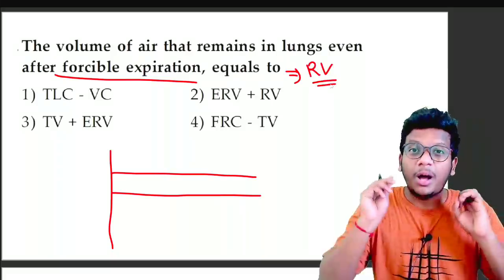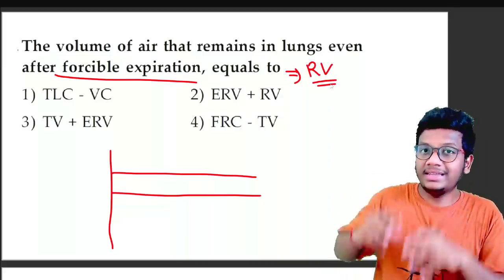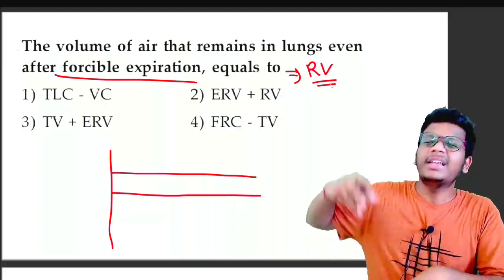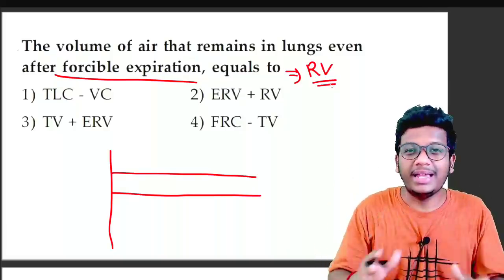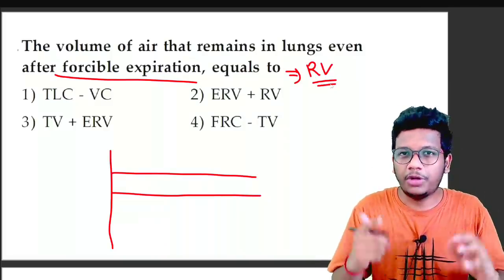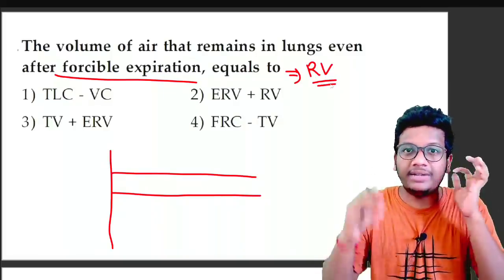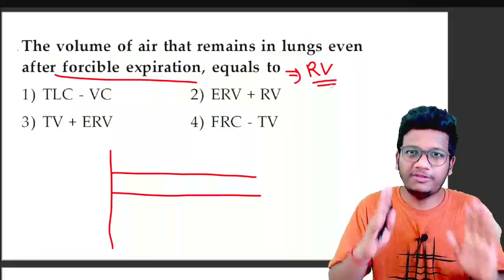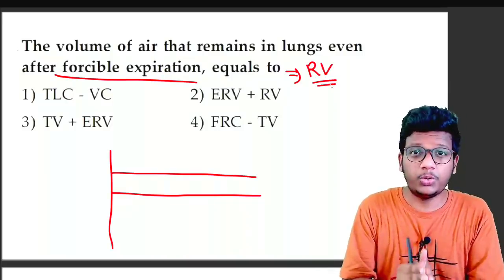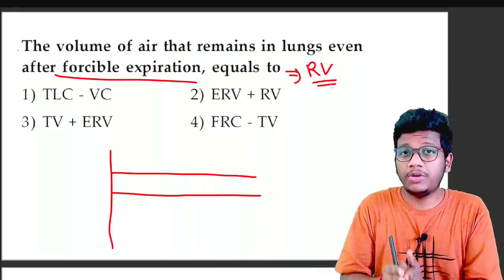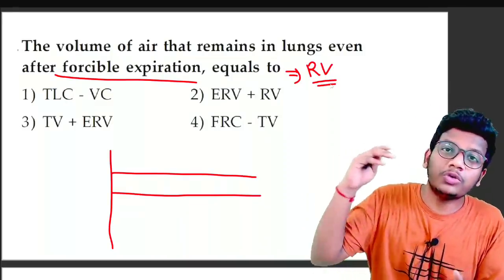The volume of air present in the lungs even after the forcible expiration is called residual volume. It's highly important. It's not time for me to teach you the entire graphical approach to remember everything clearly. I will just tell you the definition and how to find it. So residual volume is the volume of air that remains in the lung even after the forcible expiration.